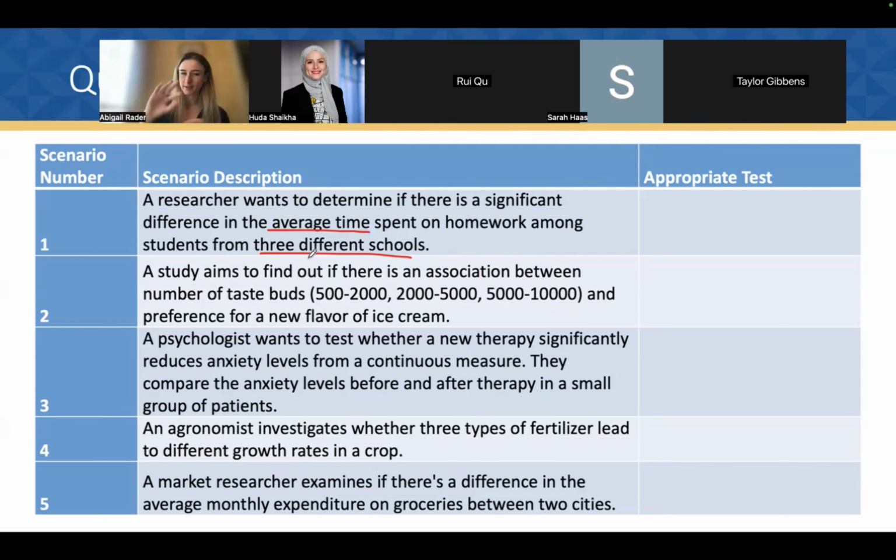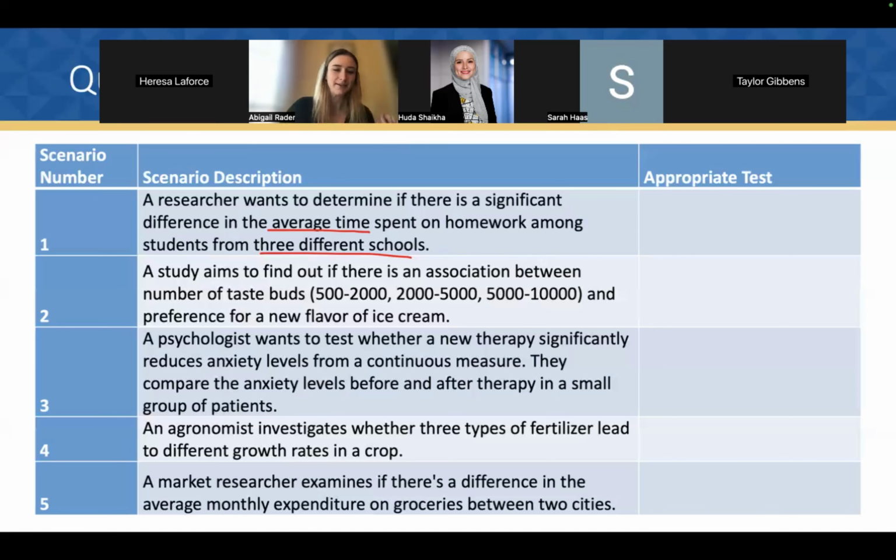Chi-square is a little different because we can only have 2 groups, but multiple levels within that group, or multiple categories in it. Then we use chi-square. But with ANOVA, it's different because we're comparing means rather than proportions. Okay, so that's, yeah, Harisa.